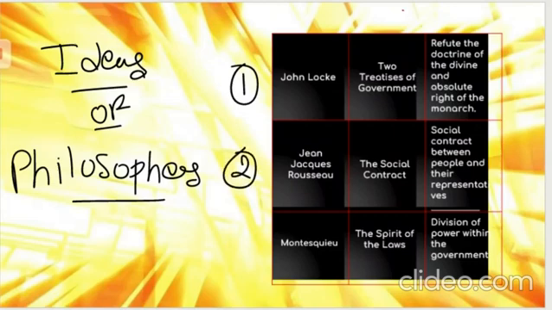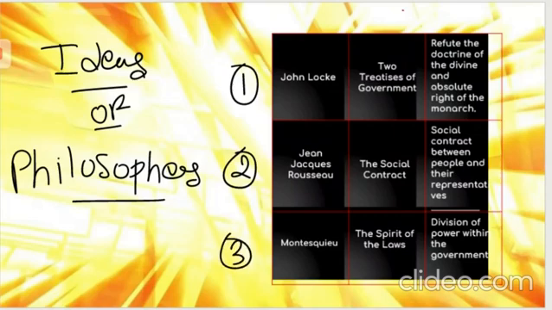Second came Jean Jacques Rousseau. He proposed the social contract. It wasn't a book. He just proposed a social contract, that there should be a contract between the people of France, their representatives, and the king, the government. Representatives from the people and the government should have a contract with each other. That's what Rousseau had proposed, the social contract.